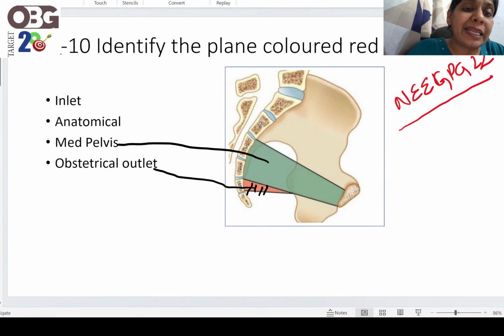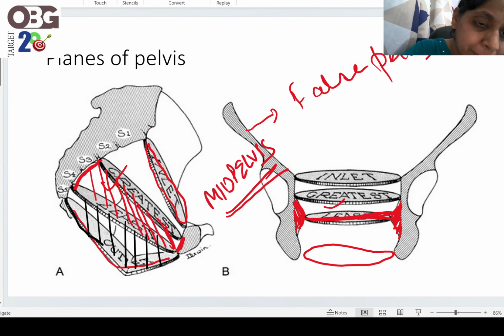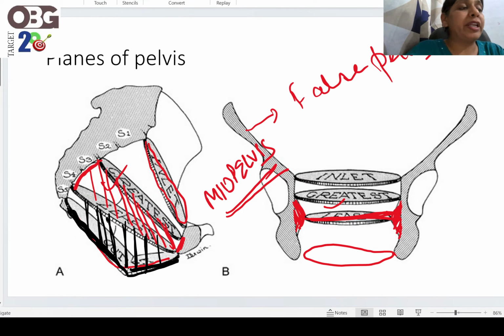So what is inlet and what is anatomical outlet? Something was missing, it was the anatomical outlet. The plane of outlet, the lower edges of the pelvis, is the anatomical outlet. And the cavity which I have shaded with black lines is the obstetric outlet. The whole cavity is the obstetric outlet. And this is the mid pelvis which I have shaded red. I hope you understand. Let's go to the next question.